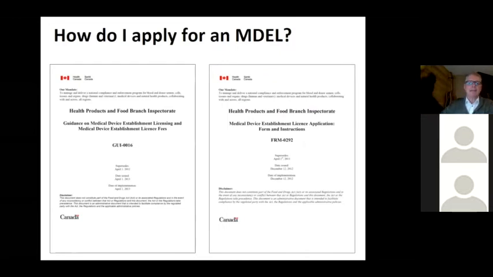So how do you get an MDEL if you need one? This information is not in the web links page, so if you wanted to just jot down GUI-0016 and FRM-0292, that will make it easy for locating those on Health Canada's website should you have an interest in securing an MDEL. These two documents make the process fairly simple.